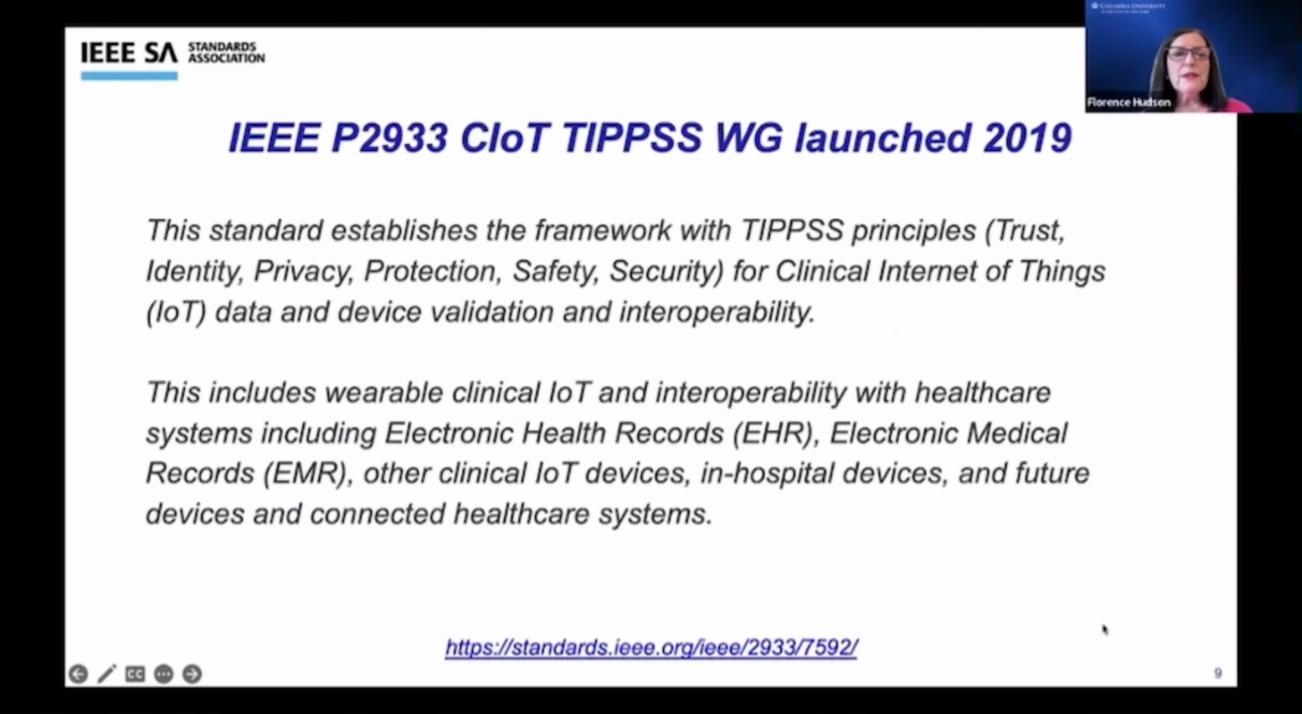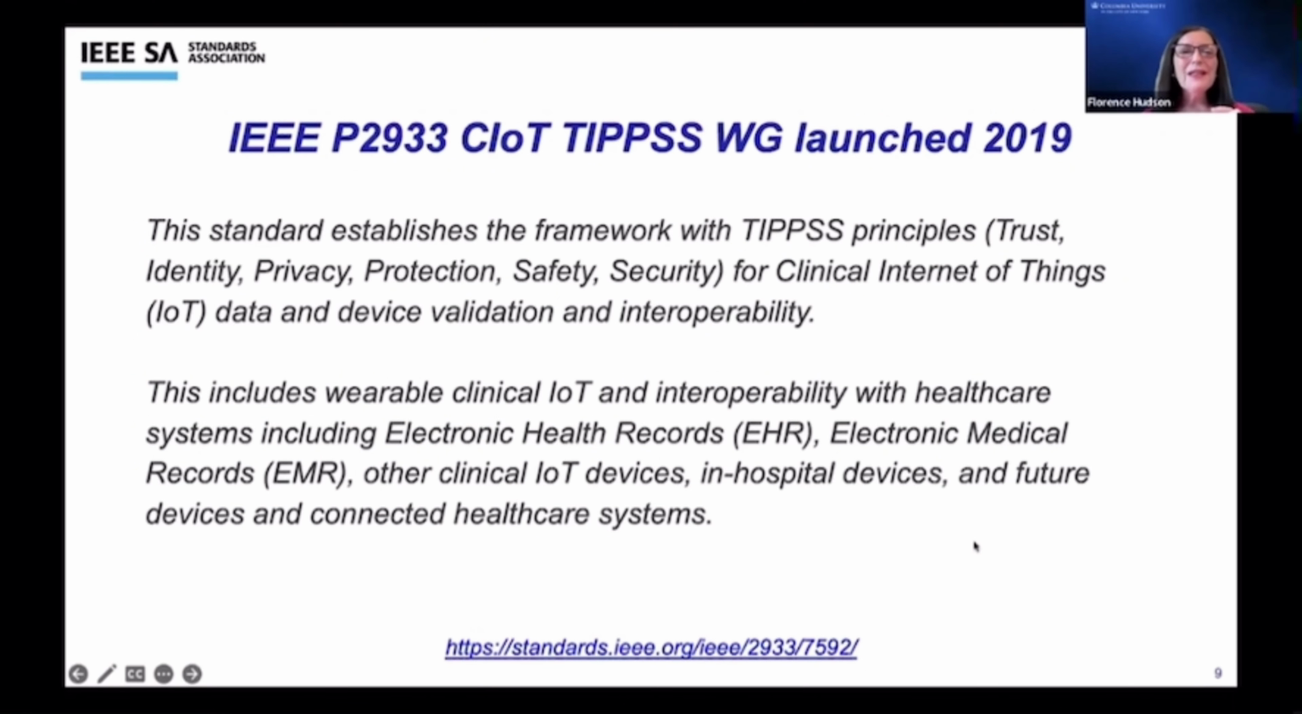So we started with this, and then we launched the TIPPSS working group, Clinical IoT Data and Device Interoperability with TIPPSS in 2019. For P2933, it's a project with a P before it's a standard, which we just graduated to. And the purpose was to establish the framework with TIPPSS principles, trust, identity, privacy protection, safety, and security for clinical Internet of Things, data and device validation interoperability. This includes wearable clinical IoT, implantables, and interoperability with healthcare systems, including EHR, EMR, other clinical IoT devices, in-hospital devices, and future devices in connected healthcare systems.